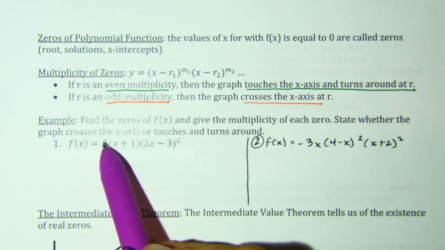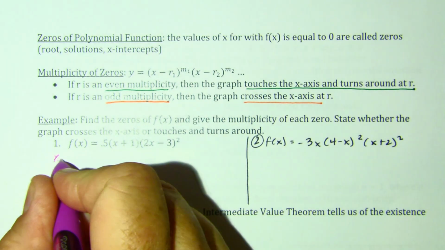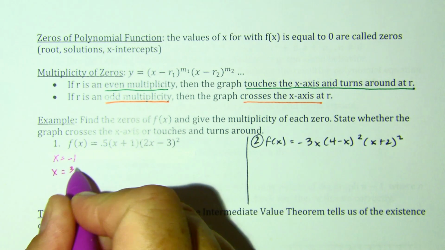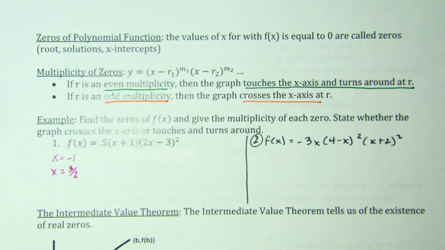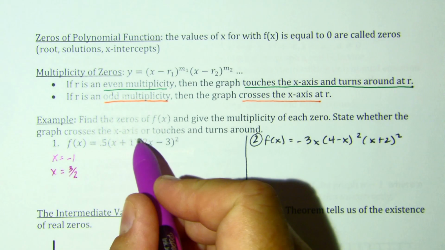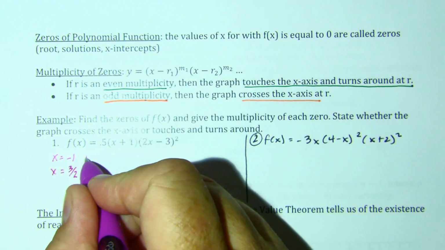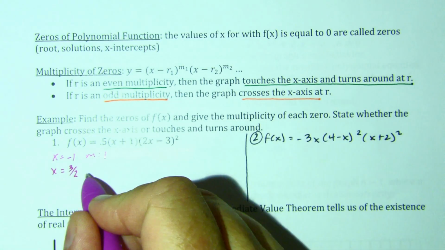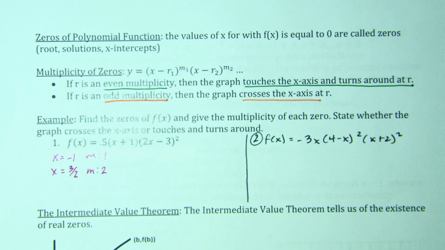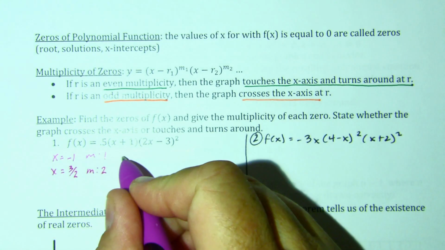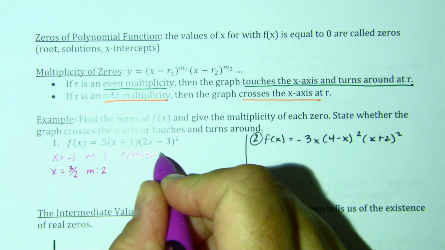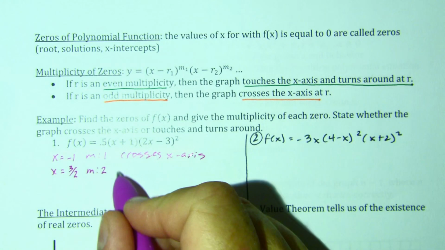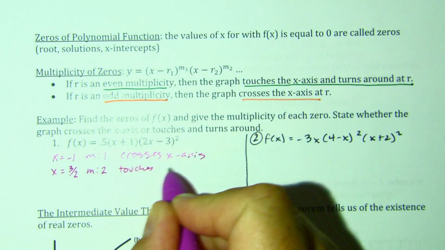For this first one, we don't have any x's out front. We just have x equals -1 and x equals 3 halves. So those are my two x values. This one doesn't have an exponent here, so the multiplicity is 1, meaning I only have one copy of that root. But here it's being squared, so the multiplicity is 2. Again, if the multiplicity is odd, that means it crosses the x-axis. And if the multiplicity is even, it touches and turns around.